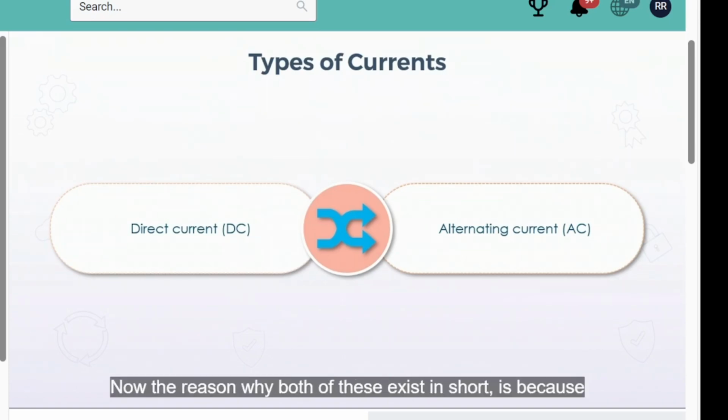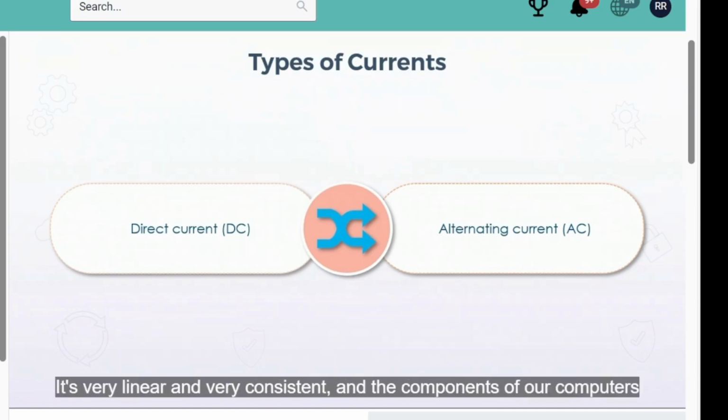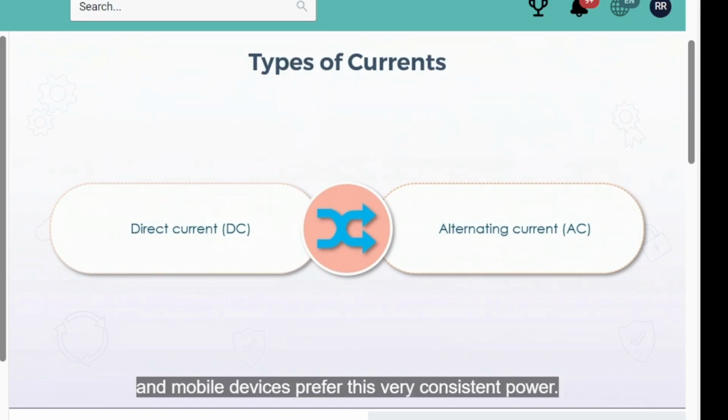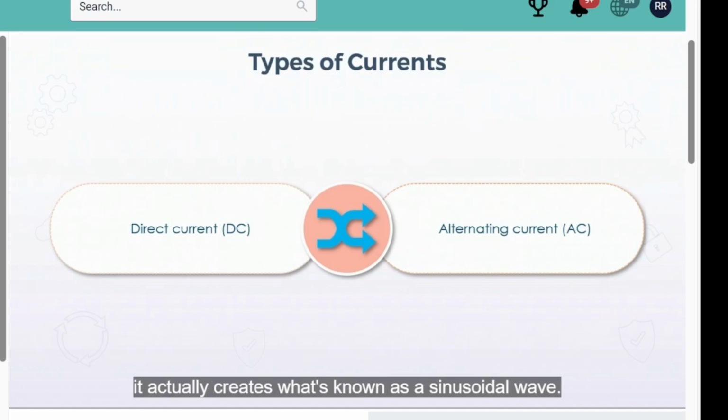Now, the reason why both of these exist, in short, is because DC is, as its name indicates, direct. It's very linear and very consistent. And the components of our computers and mobile devices prefer this very consistent power. Alternating current means that it can literally alternate in terms of its flow or direction. So with that change in direction, it actually creates what's known as a sinusoidal wave, meaning that the power can be delivered from the power station in a wave-like format, whereas direct current is linear. And this allows for AC to travel much farther than DC.